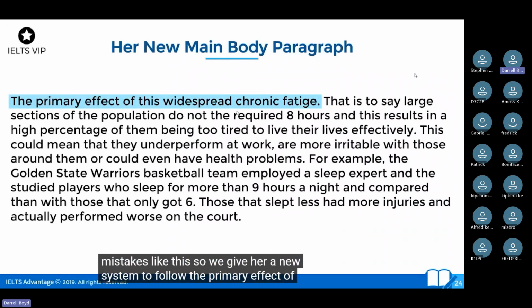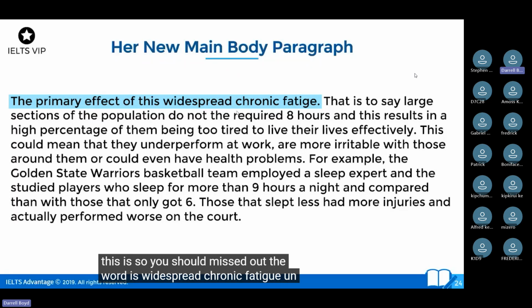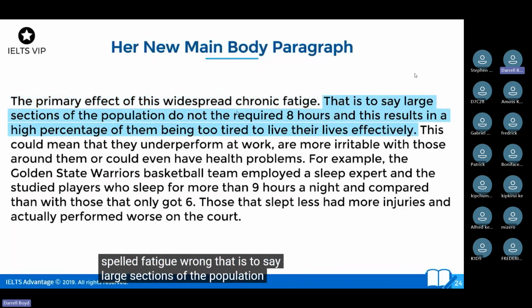The primary effect of this, so not cause, effect, widespread of this is, so she missed out the word, is widespread chronic fatigue, and spelled fatigue wrong. That is to say, large sections of the population do not get the required 8 hours, and this results in a high percentage of them being too tired to live their lives effectively. So she's making a lot of careless mistakes, and we'll look at the end of this lesson how she fixed those and how she got over that problem.